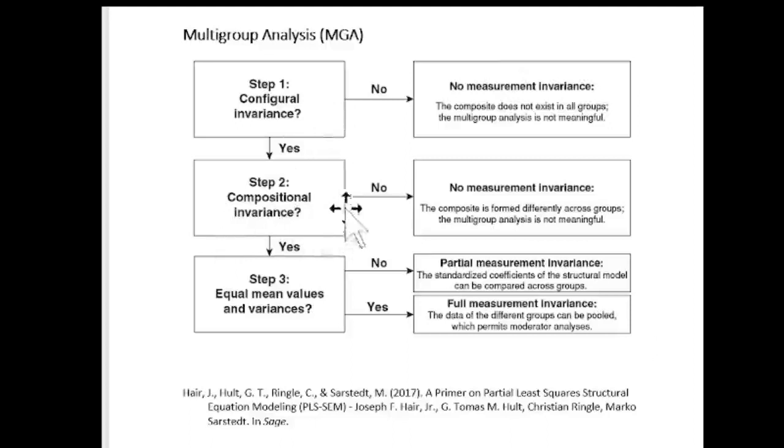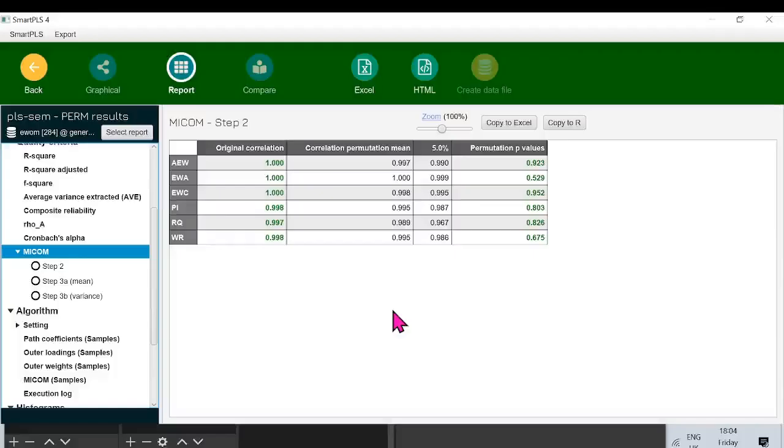The second one is called compositional invariance. Now in the compositional invariance, we check the permutation step 2 and we see that the p-value of all the permutations is more than 0.05. So let's have a look at MICOM step 2. You can see over here that all the permutation values are green. They are all above 0.05. So it means we have cleared step 2.